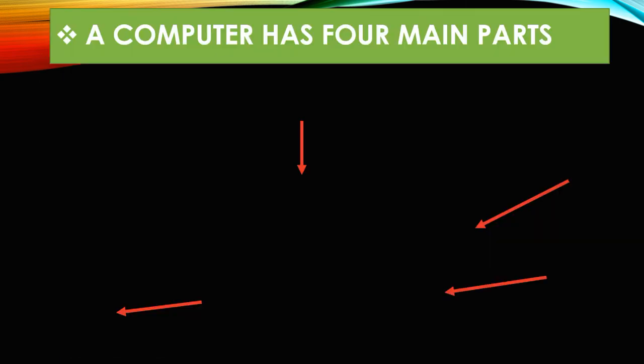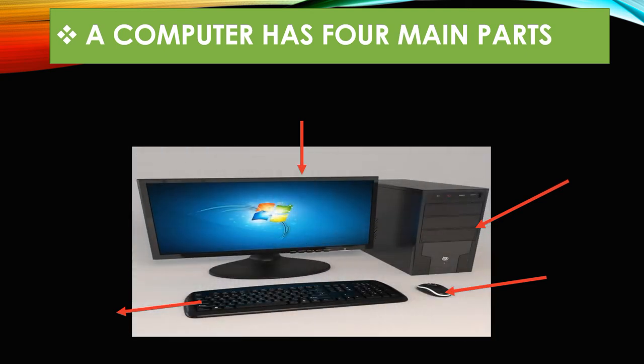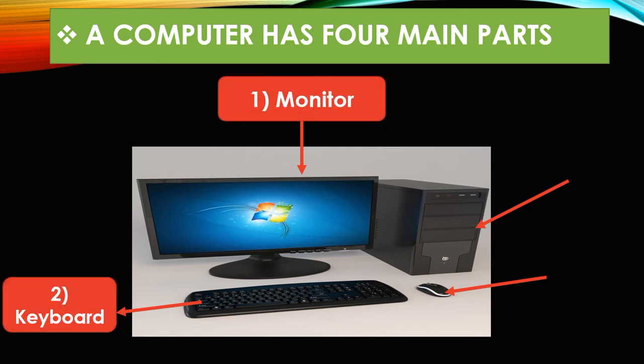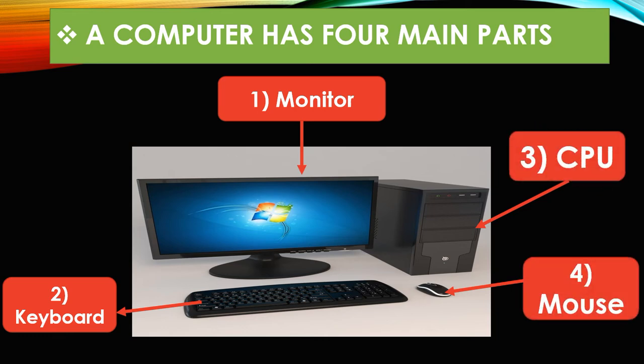The four main parts of a computer are monitor, keyboard, CPU and mouse. These are the four main parts of computer. There are buttons on all the parts of computer. All these four parts are joined together by wires. Now let us see the picture of computer.